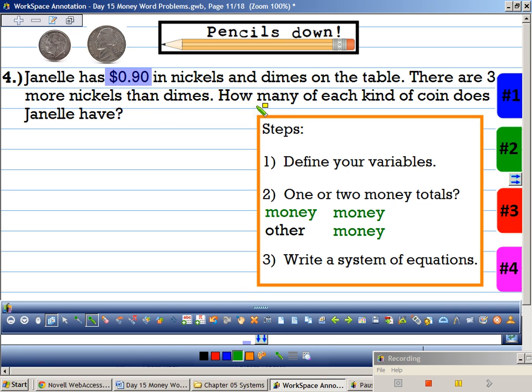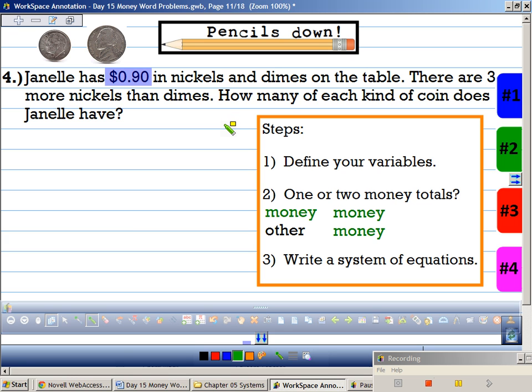There are 3 more nickels than dimes. How much of each kind of coin does Janelle have? Is there a total there? No. It doesn't look like it, does it? But there is. 3 more nickels than dimes. If I'm older than my sister, isn't there a total of years that I'm older than her? Isn't there a total number of coins that there's a difference between? There is.